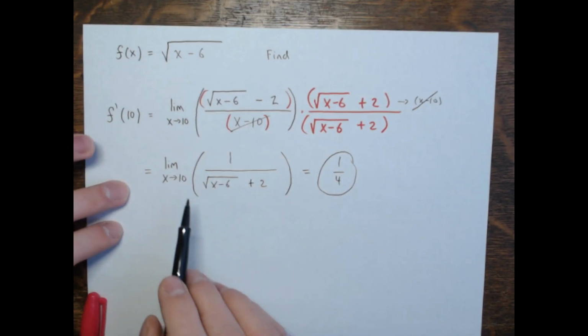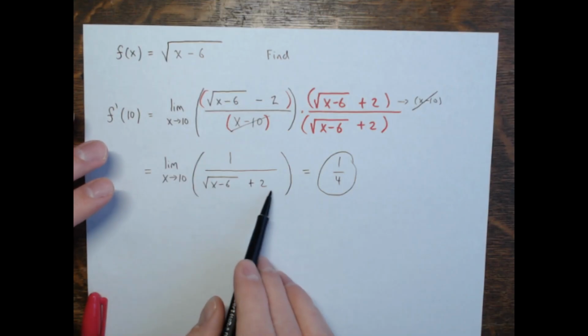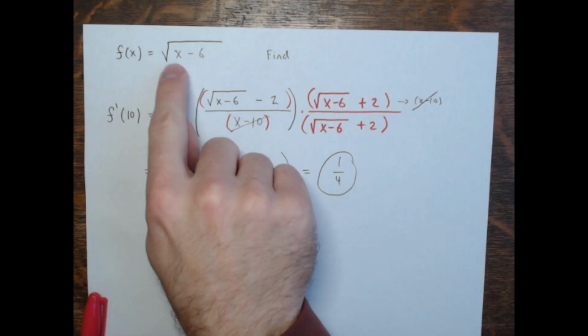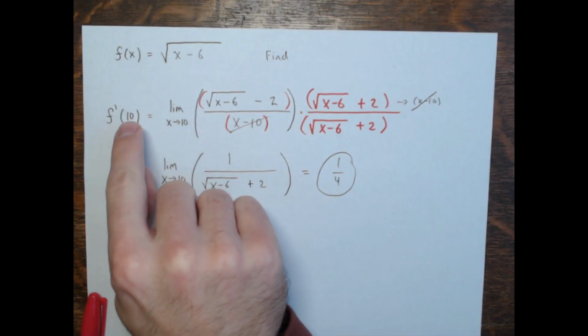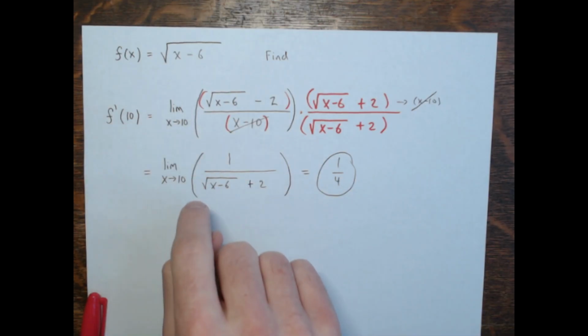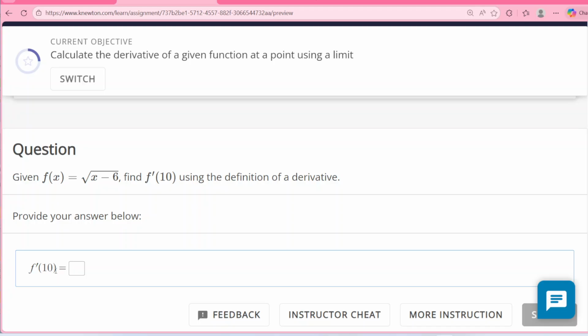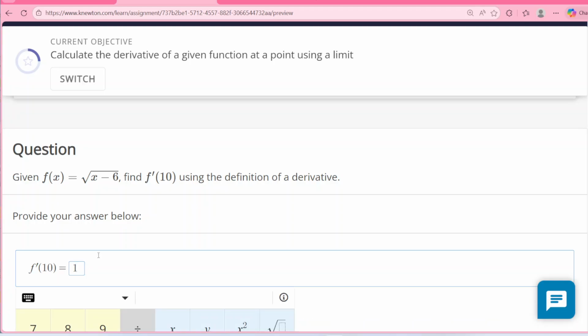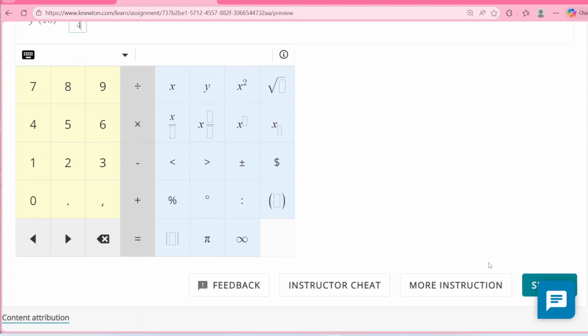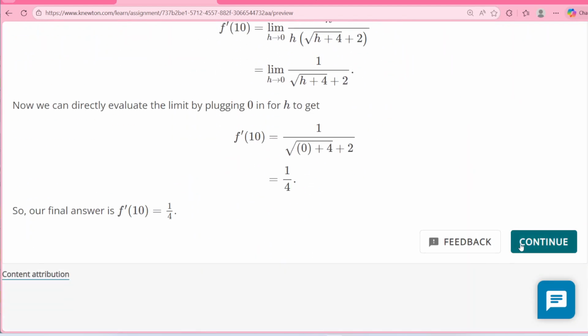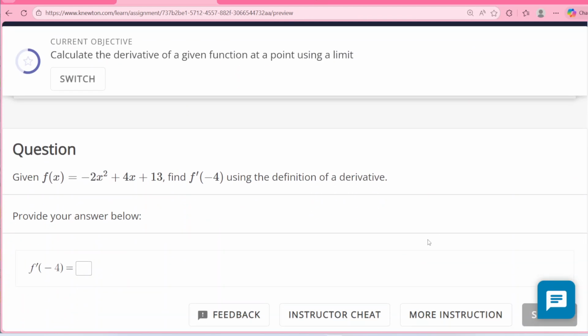There's f prime at 10, right? Plug in 10, you have square root of 4 is 2, 2 plus 2 is 4. So yeah, the slope of the tangent line to that curve, wherever that graph of that function looks like, at the point 10, 2, the line that's tangent has a slope of positive 1/4. So again, derivative is not a line, so I actually have to go through it.